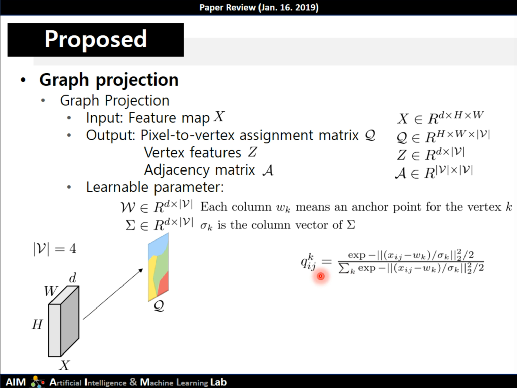In this paper, for stable training, they initialize W and sigma in the graph projection operation by using k-means clustering. They use k-means clustering to get the centers for each column w_k of W and also estimate the variance along each dimension and set up the column vectors sigma_k of sigma.